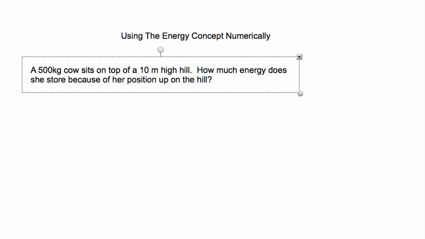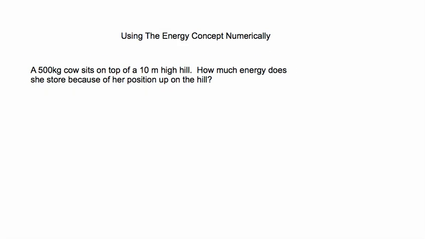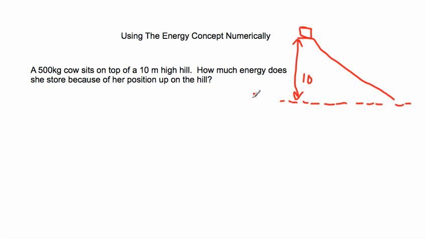We'll start with a real simple situation here, a cow sitting on top of a hill. So this could be something like this. Here's a hill, and here's the cow sitting up here. We won't do anything fancy for the cow, just a box. And the hill is 10 meters high. So I'm drawing an arbitrary height reference level to be at the bottom of the hill. Well, it makes sense. And so the cow is 10 meters up on the hill.